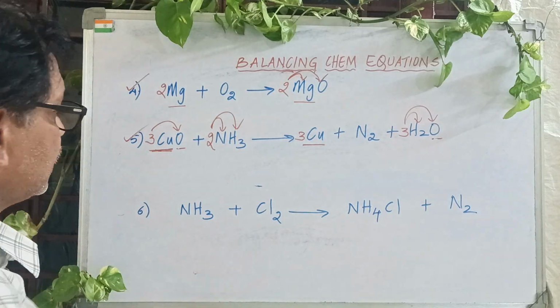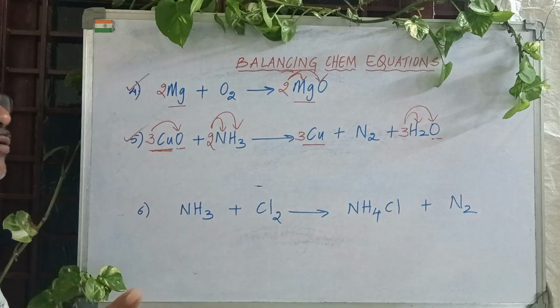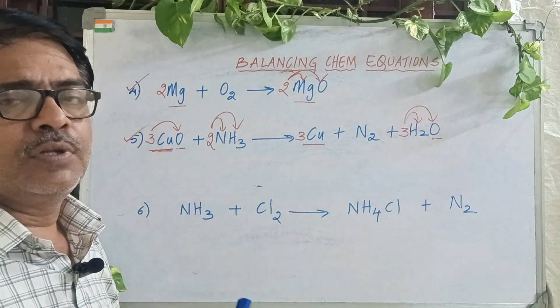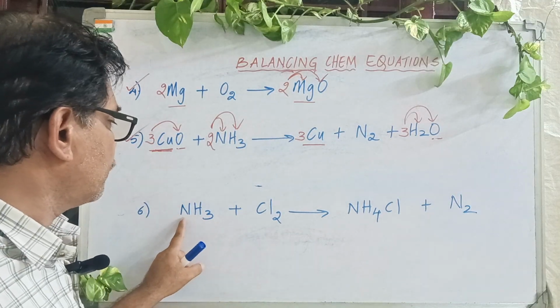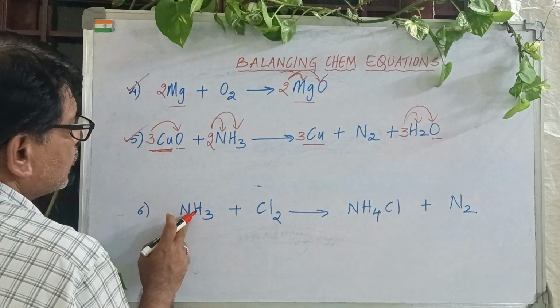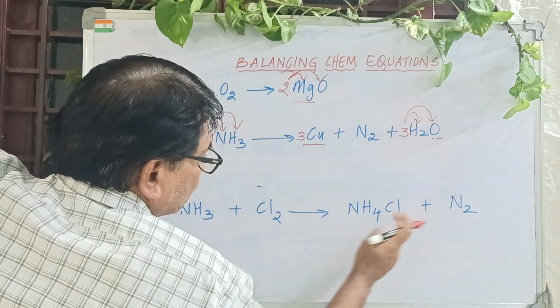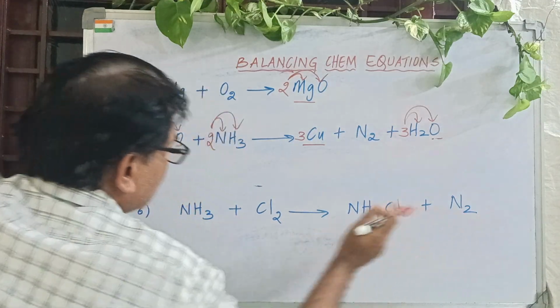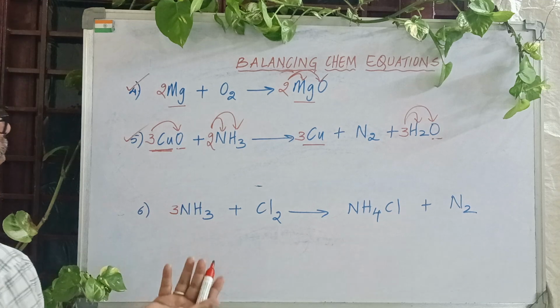Coming to the last one, very interesting one, the sixth one. Just to catch hold, there are a few things to remember. If you catch hold of nitrogen and hydrogen, you can simply balance it. Let us start. Nitrogen is 1 over here, nitrogens are 3. Clearly 1 and 2, 3, therefore you have to put 3, no option.